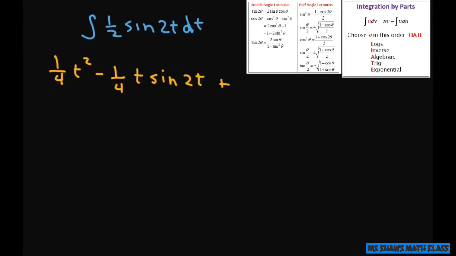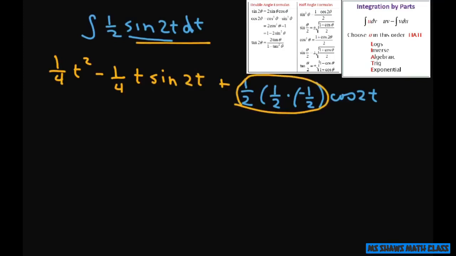So that part's going to be 1/4. It's going to be 1/2. Take the antiderivative of that. So you have your 1/2, and then times negative 1/2, and cosine of 2t when you integrate that. So this is all going to be minus 1/8.